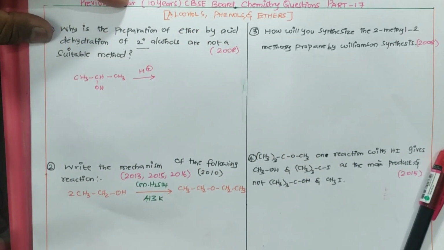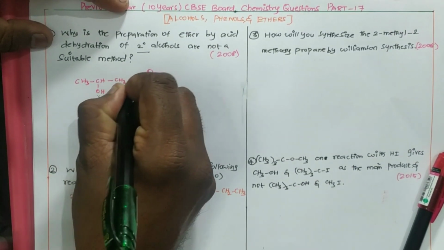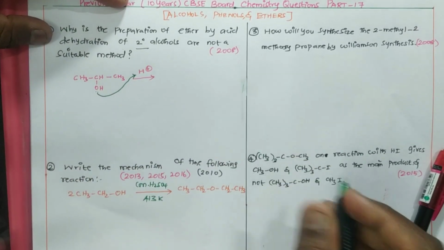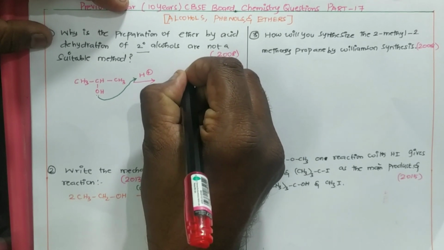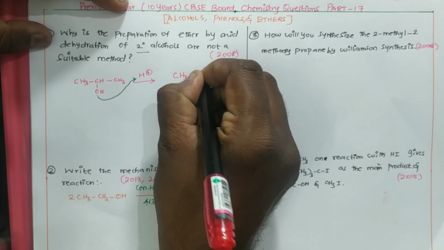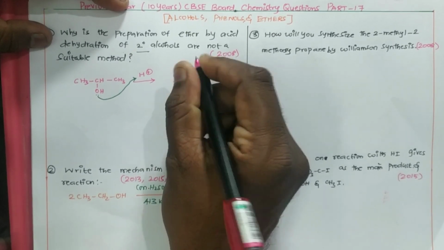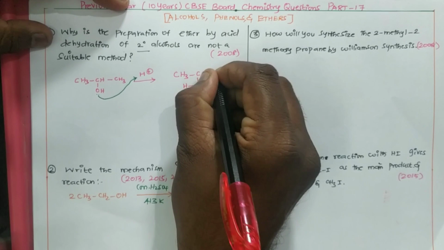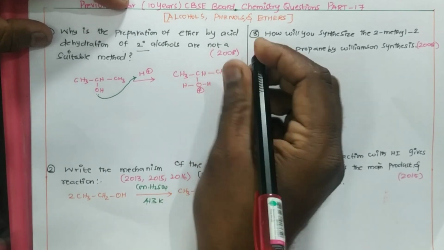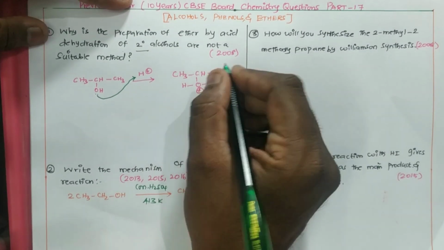So here the oxygen has a lone pair of electrons. The lone pair of electrons can be given to the acid. By that way, I will get an intermediate like this: CH3CH with OH, and one more H is attached. Because of donation of the lone pair, it attains a positive charge. Now here CH3 is there. Are you able to understand? And this is what we got.